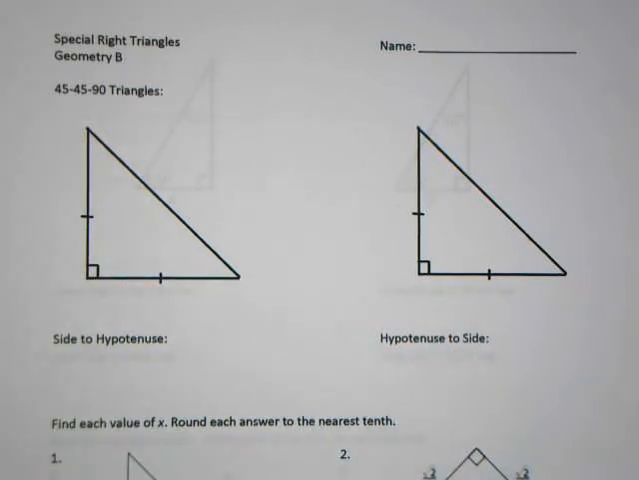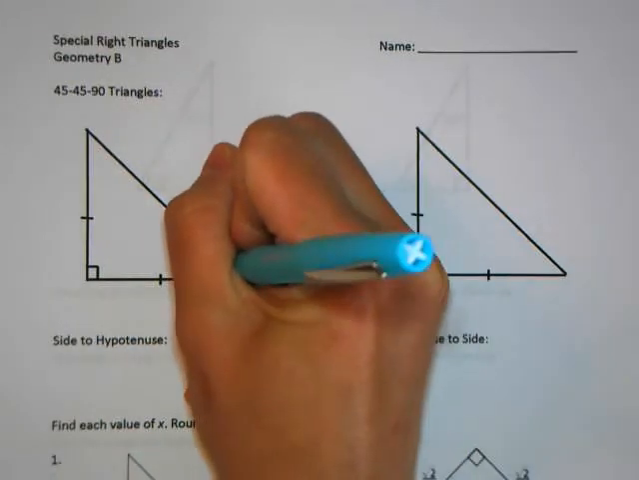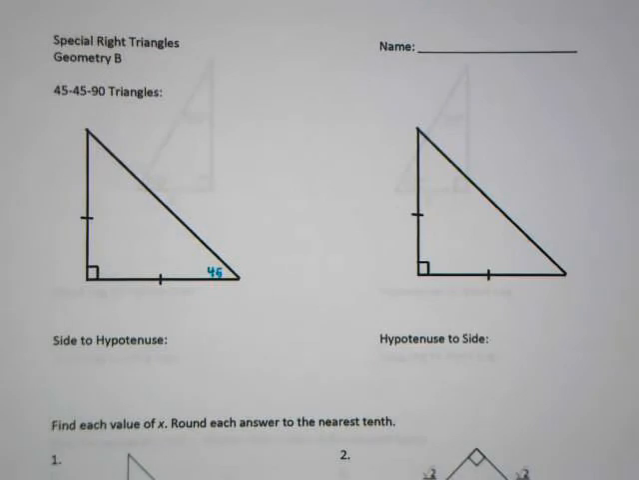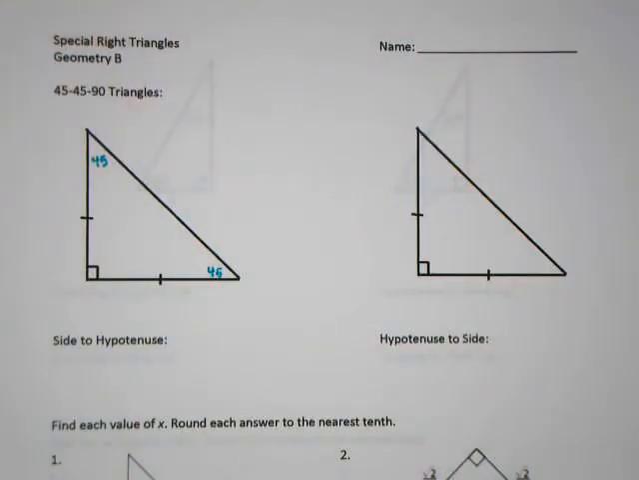So we are working on 45, 45, 90 triangles. This is our first type of special right triangles. All right. So this is our 90-degree angle right here, which means then that this is going to be 45 degrees. And this right here is also 45 degrees.